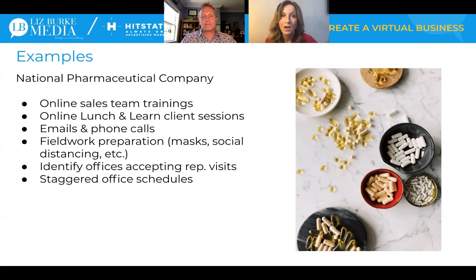They will call ahead of time and ask, are you seeing pharma sales reps? Can we come over and bring product, bring samples, et cetera? So identifying those offices that are accepting rep visits. And those that are in office, they've created a staggered office schedule. So only a few employees are in the office each day, 3 on Monday, 3 on Tuesday, so they can stay within that social distancing protocol.